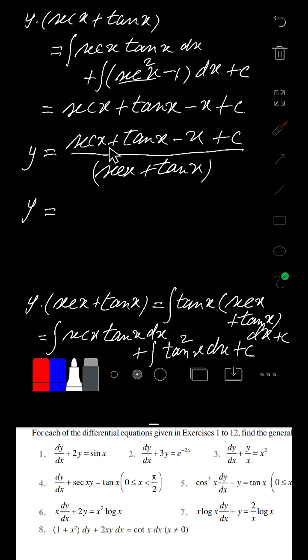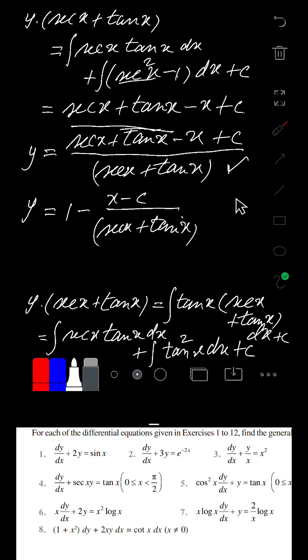So we may write it as y is equal to, if we divide sec x plus tan x by sec x plus tan x, this term by this binomial we have 1, and minus, we may take minus common out of these two terms. So in the numerator we have x minus c, and in the denominator sec x plus tan x. So you may leave your answer here or here.